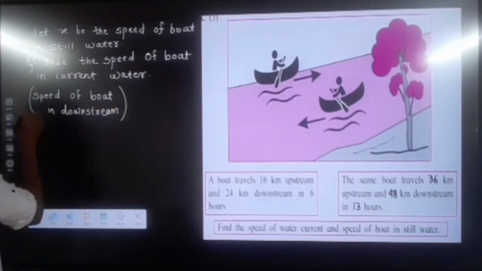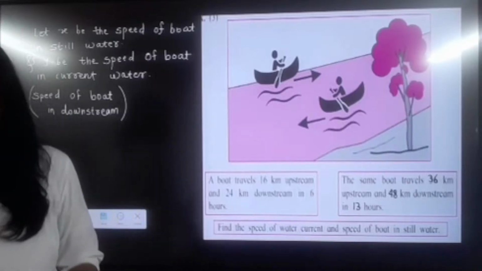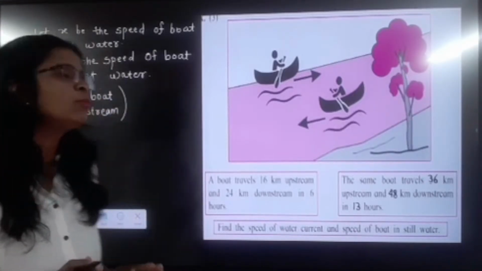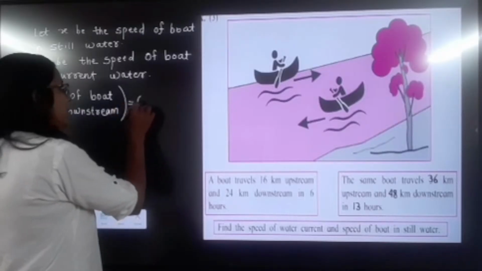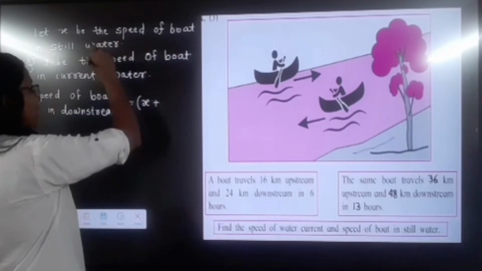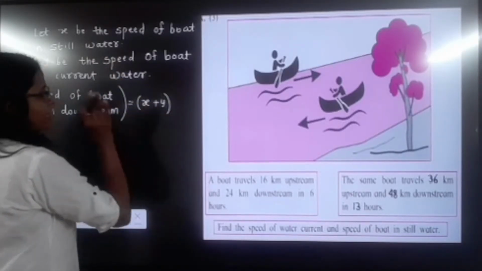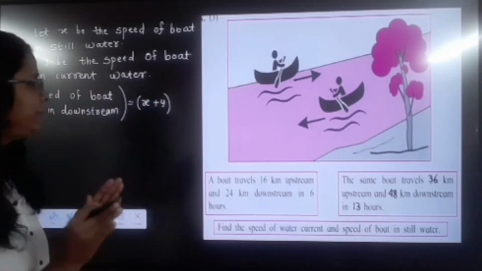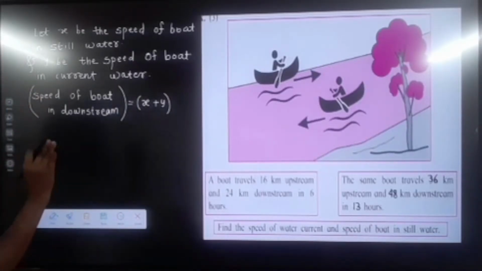Okay, so now here what will be the speed of the boat in downstream? For downstream, students, we have to sum up the speed of the boat in still water as well as the speed of the current. So here x plus y.